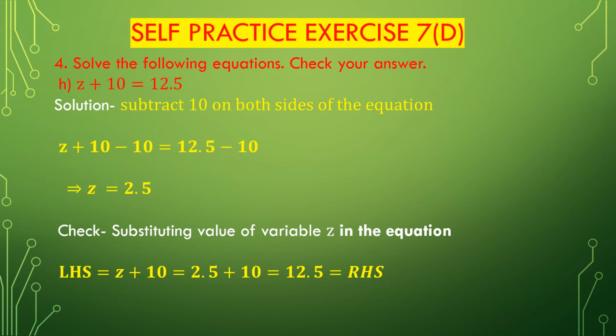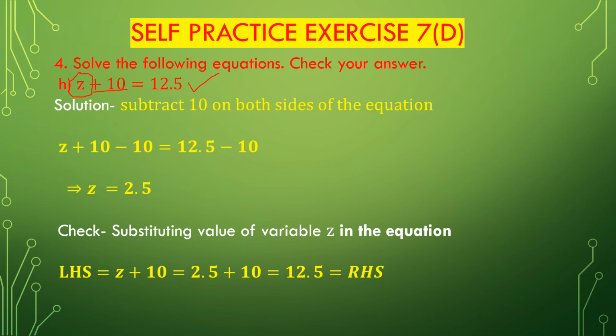Now we solve the next question: z plus 10 equal to 12.5. Here the plus symbol is there. z plus 10 is on the left hand side and 12.5 is on the right hand side. Here plus 10 is there, so we have to subtract 10 on both sides of this equation to get the variable z.